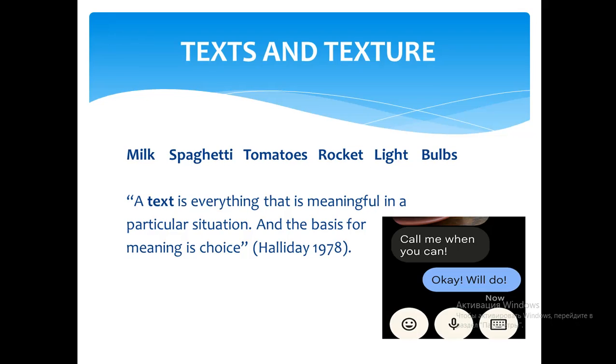According to the linguist Halliday, meaning is the most important thing that makes a text a text. It has to make sense. A text, in his view, is everything that is meaningful in a particular situation, and the basis for meaning is choice. Whenever I choose one thing rather than another from a set of alternatives, yes or no, up or down, red or blue, I am making meaning.